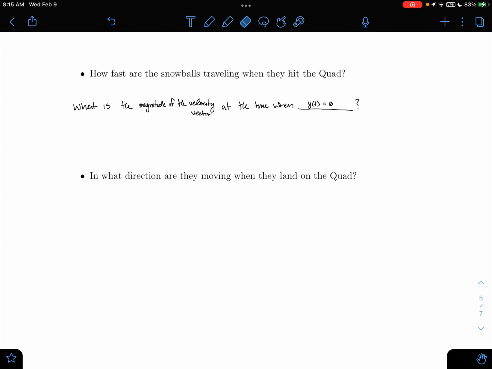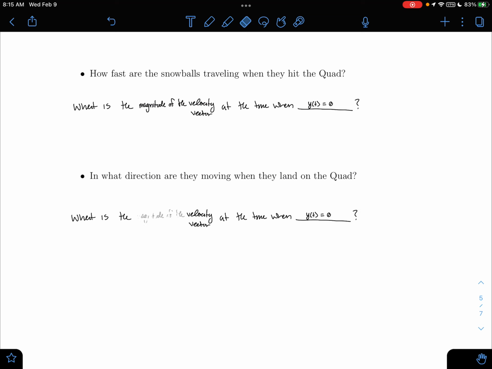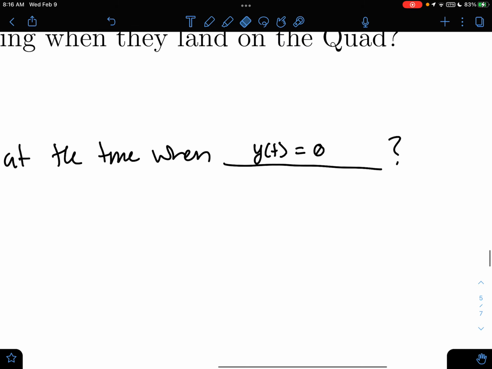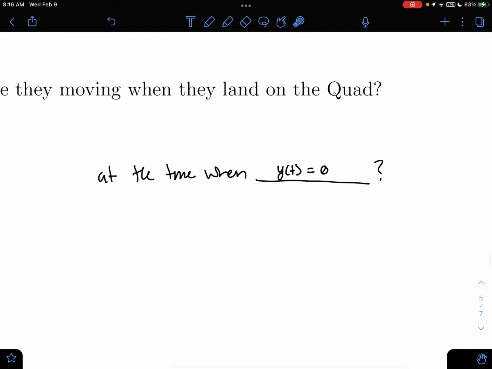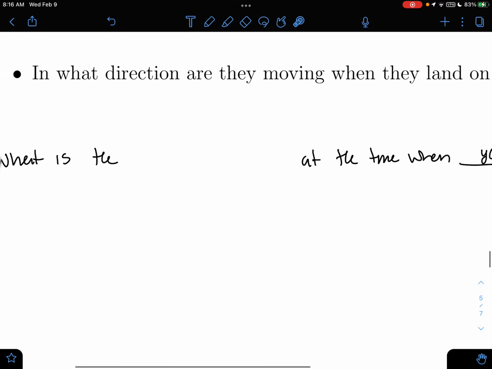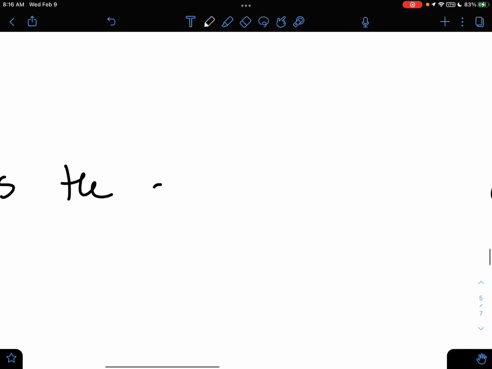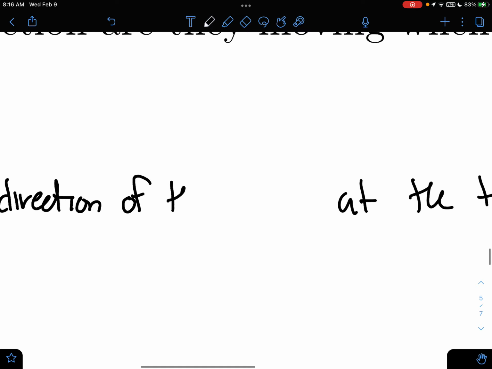In what direction are they moving when they land on the quad? Again, we're landing on the quad, so we're going to have something similar, or we can keep our y of t equals 0, because that's our final condition. We're landing on the quad, so it's what we're looking for at the time when y of t equals 0. In what direction are they moving? That's going to be the direction of our final velocity vector. What is the direction of the velocity vector?